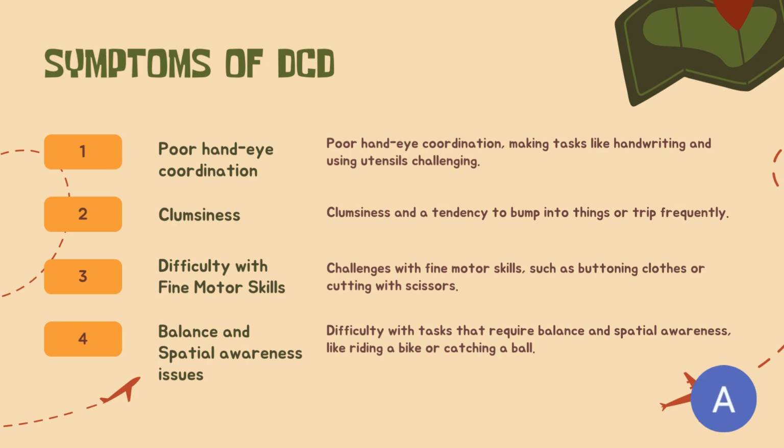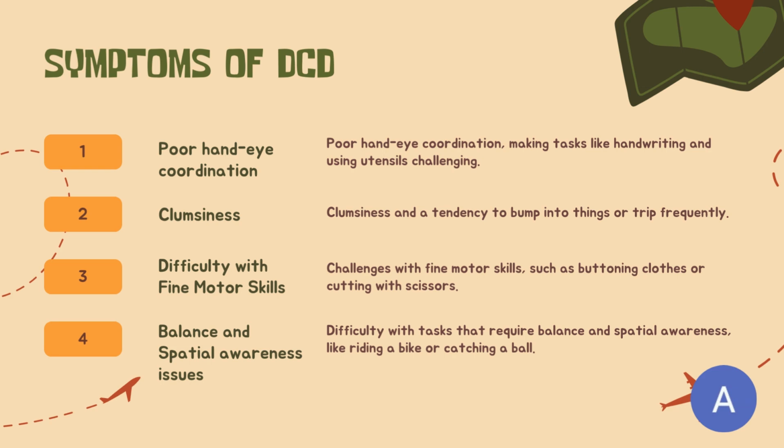Alright, so the symptoms of DCD can vary widely among individuals, but they often include poor hand-eye coordination, clumsiness, difficulty with fine motor skills, and balance and spatial awareness issues. So let's see one by one. For hand-eye coordination, it makes tasks like handwriting or using utensils challenging. And for clumsiness, people with DCD tend to bump into things or trip frequently.